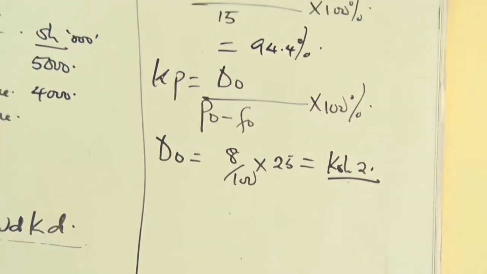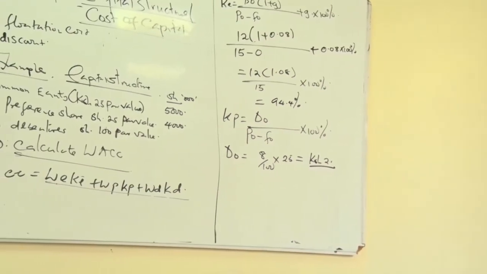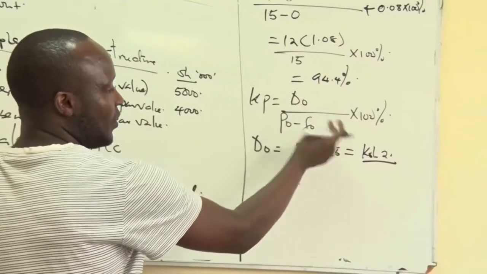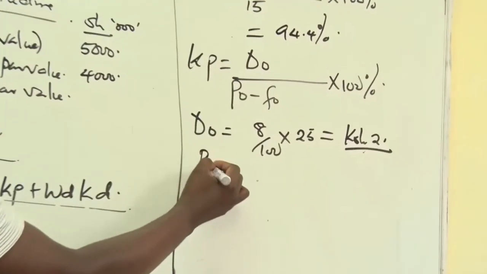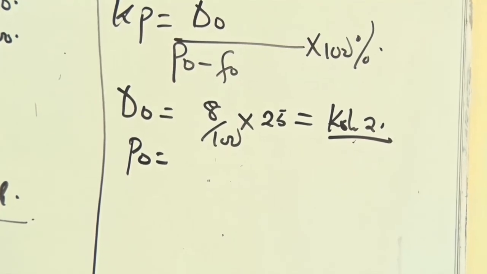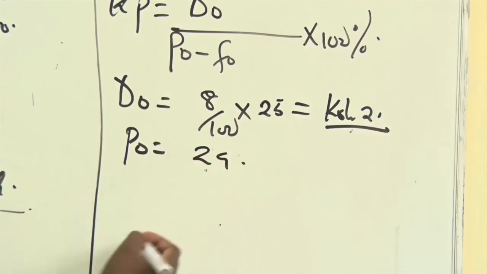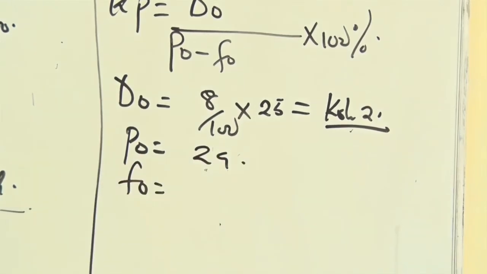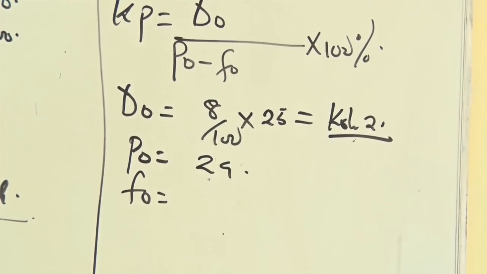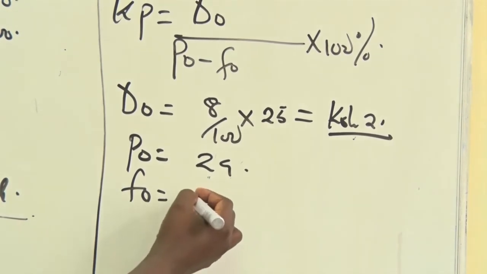So this 8% has a meaning; it is in terms of dividend. What do you do next? We have DO here. PO is the current price. From our question, the current price is 29. Do we have the flotation cost FO? We are not given FO, so our FO here is 0.